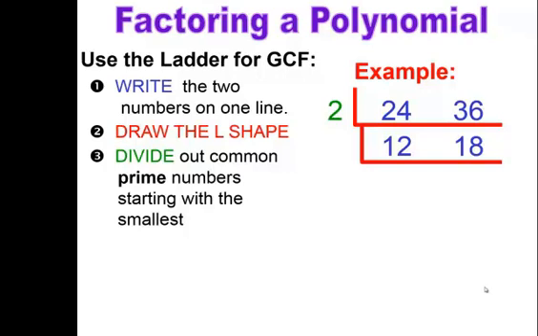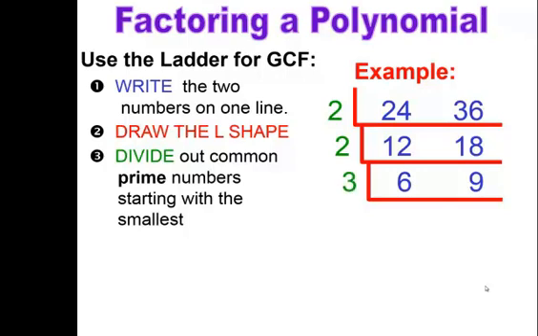Because I have 12 and 18, and they're both even, I know 2 is going to go into them. So I'm going to write 2 on the outside and divide it into 12 and 18. When I divide 2 into 12, I get 6. 2 into 18, I get 9. And I see that with 6 and 9, I have a common prime factor of 3.